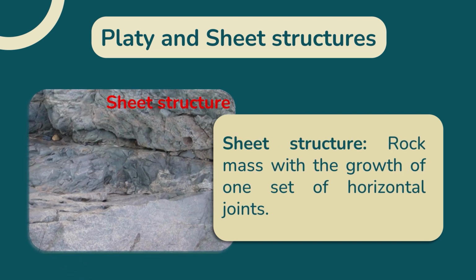Whereas in sheet structure, you see this is a horizontal sheet, this is another horizontal sheet. Sheet after sheet is lying on the ground. We call a rock mass with the growth of one set of horizontal joints a sheet structure. Another important structure seen in volcanic rocks is the pillow lavas.